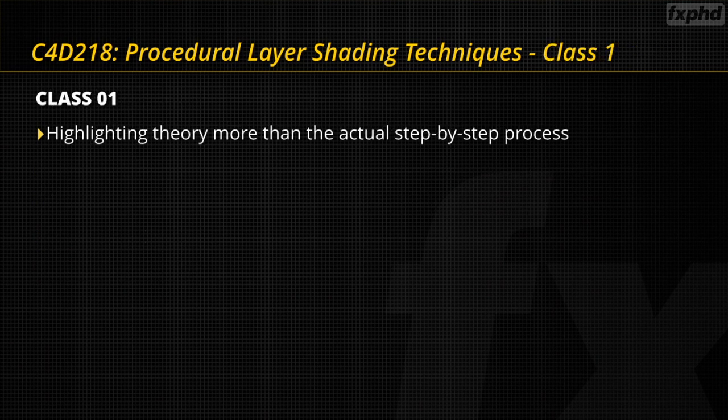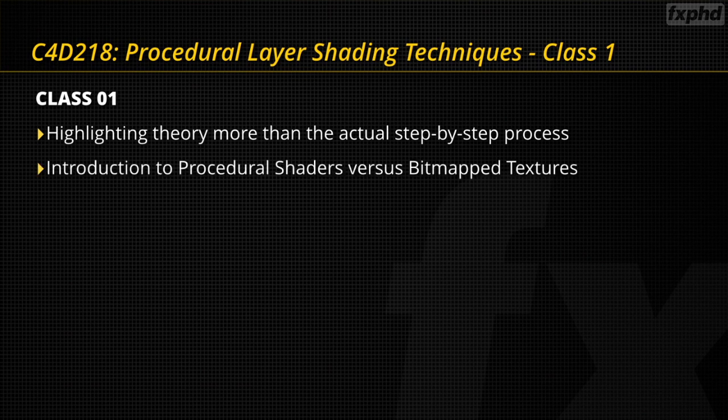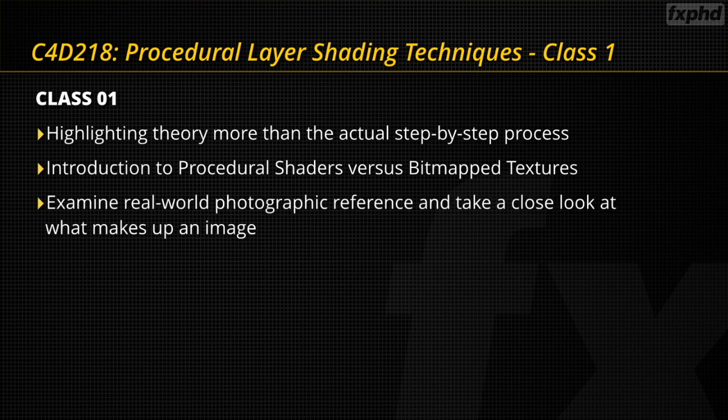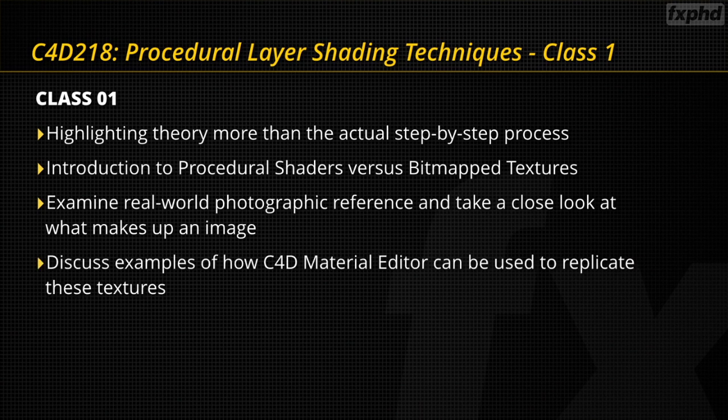As for week 1 in the class, we're going to be discussing theory more than the actual process of building these textures layer by layer, because we'll cover those heavily in future classes. We're going to discuss the difference between pixel-based images versus procedurally generated algorithm shaders, and we'll look at real-world photographic reference to see what makes up an object and examine those elements' textures. And then we'll discuss the capabilities of recreating those in Cinema 4D and the material editor, and look at the content browser for some amazing objects that were shipped with Cinema 4D.